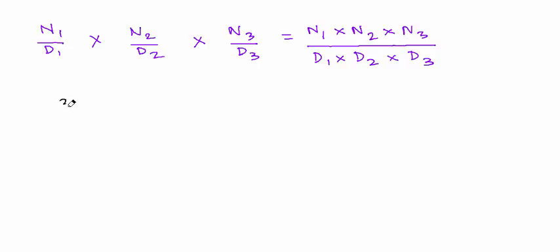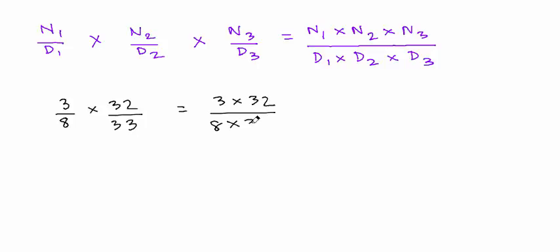Let's say you want to multiply the fractions 3/8 and 32 over 33. Now if you want to follow this rule, you would probably go on to multiply 3 with 32 and 8 with 33. They give you some big numbers. 3 times 32 is 96. So we have a 96 on the top, and 8 times 33 is 264. Now imagine reducing this fraction.